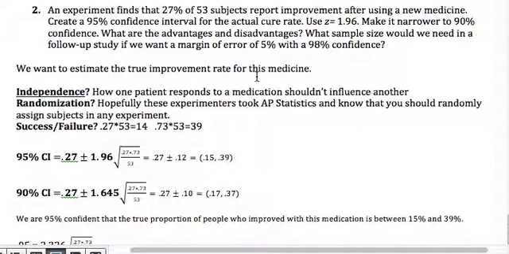95%. So we're 95% sure of how many people this medicine is actually helping, what percentage of them. Okay? So in the last question that we were working on, they said, what sample size would we need so that we only have a 10% wide confidence interval, a pretty narrow, pretty accurate or precise one, and that we're pretty darn sure about that, 98% sure.